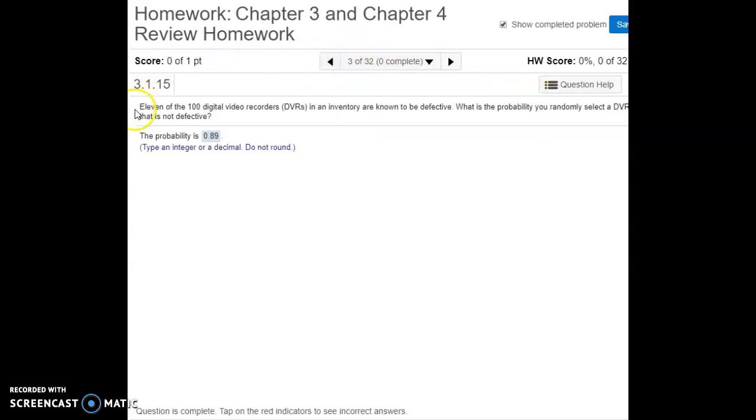For number 3, we have 11 out of 100 DVRs in an inventory are known to be defective. What's the probability you randomly select a DVR that is not defective? So here we're dealing with the complements of events. You have a 11% chance, 11 out of 100, of getting a defective DVR, which means all the rest of the DVRs have to be non-defective. So that would be 89 out of 100, or an 89% probability of getting a non-defective DVR.